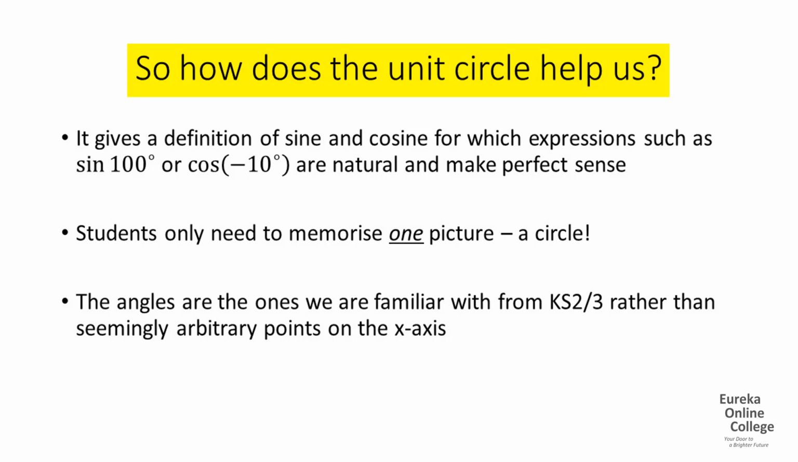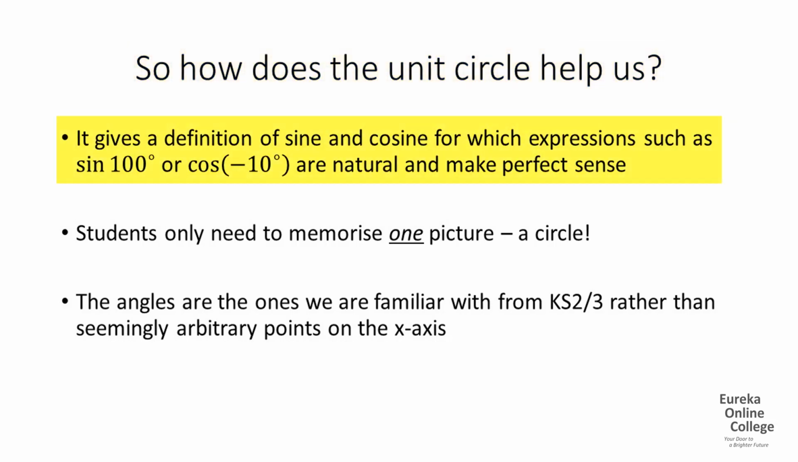Well, it's an alternative way of thinking about sine and cosine visually, other than these graphs. It gives a definition of sine and cosine for which expressions such as sine of 100 degrees or cosine of minus 10 degrees are perfectly natural. So with the unit circle, sine of 100 degrees is going to be perfectly natural. We'll be able to visualize that instantly. And similarly, cosine of minus 10 degrees, negative angles or negative numbers for the arguments of sine and cosine will make sense, and we'll be able to visualize it very easily.